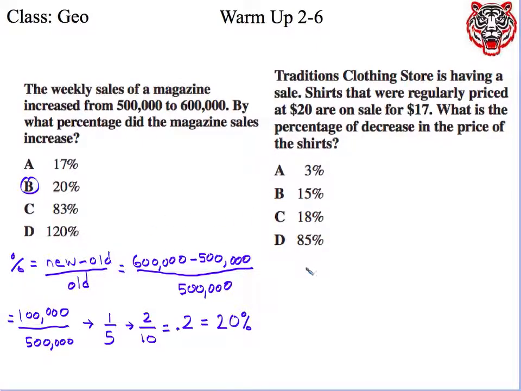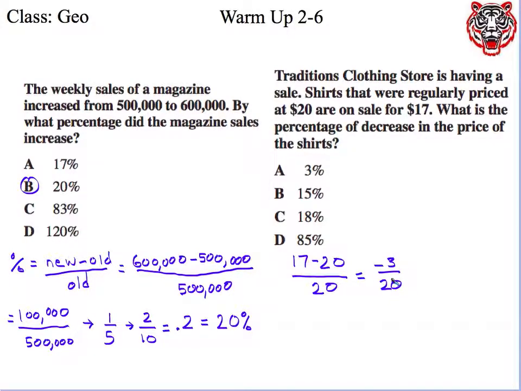All right, and finally, this next one is going to be same process, same formula. It's going to be new minus old divided by old. So new is 17. The old is 20. This is going to be divided by old, 20. All right, so this is going to be a negative number. That's fine because it's a percent decrease, so that makes sense. So it's a -3 over 20.